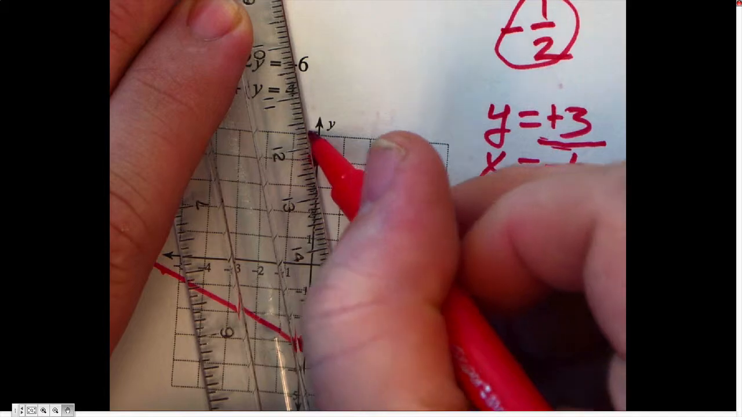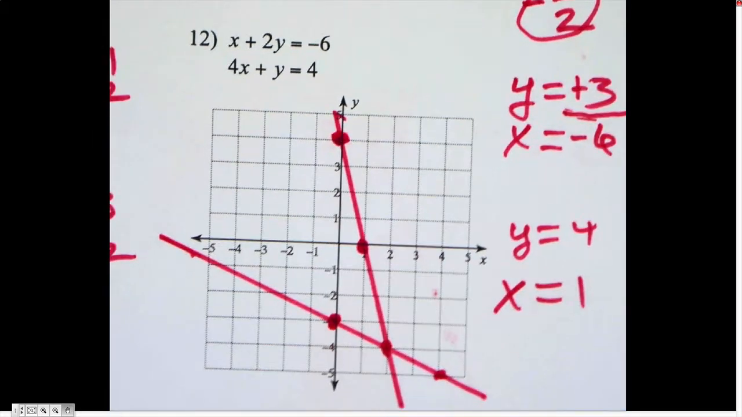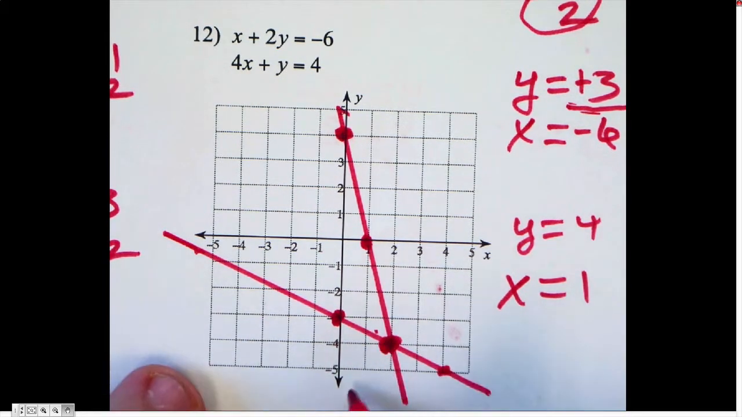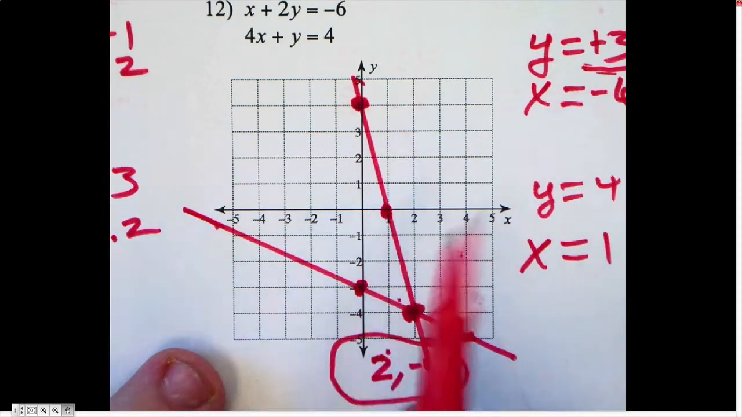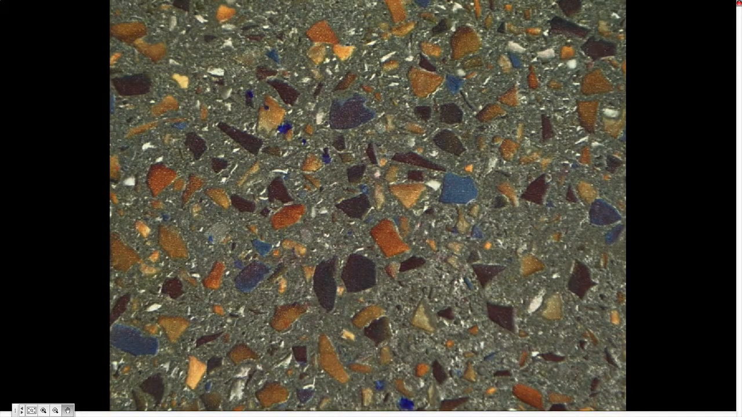And as we draw the line, we can see right where they come together, right here. So the answer is 2 comma negative 4. Okay, 2 comma negative 4, because that's the coordinates where it comes together. So 2 and down to negative 4. Okay, all right, 3 left.